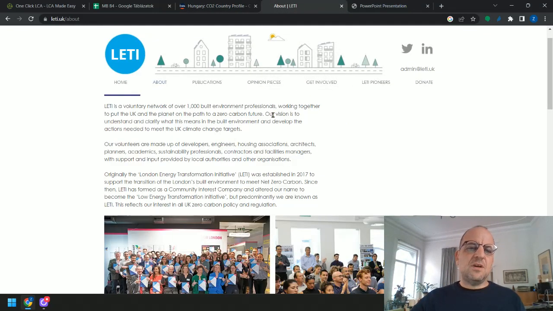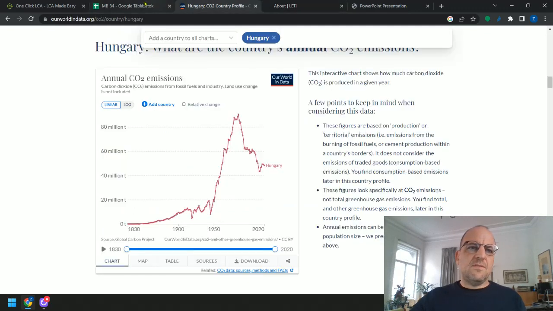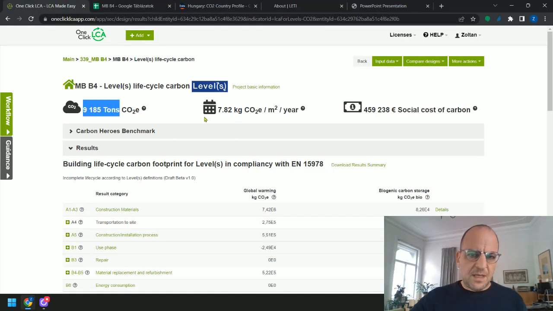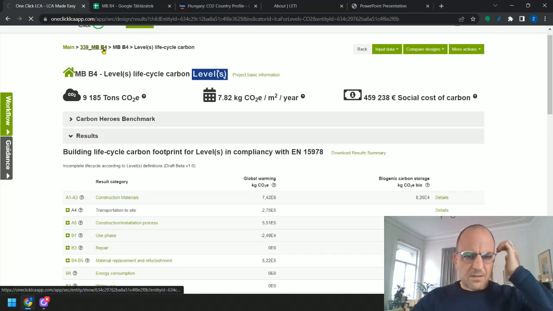So how can we judge this building? First of all, we have to have a number based upon which we can make the benchmarking, and this is the carbon dioxide emission per square meter.